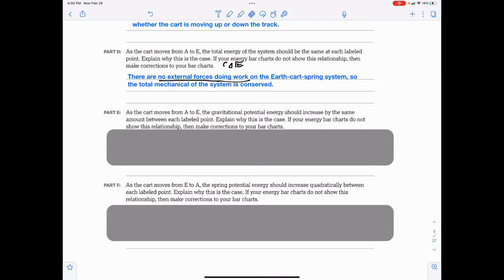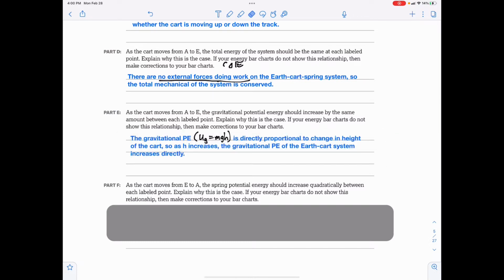Part E. As the cart moves from A to E, the gravitational potential energy should increase by the same amount between each labeled point. Explain why this is the case. If your energy bar chart does not show this, then make the corrections to your bar chart. The gravitational potential energy, again, we stated this earlier, is directly proportional to height. So as height increases, gravitational potential energy of the Earth cart system will increase directly.